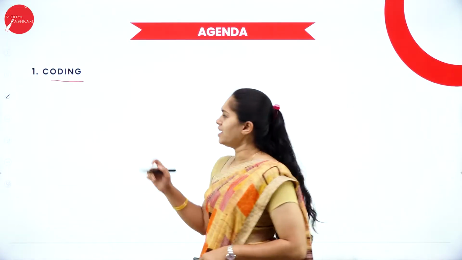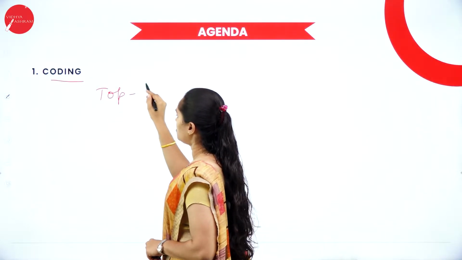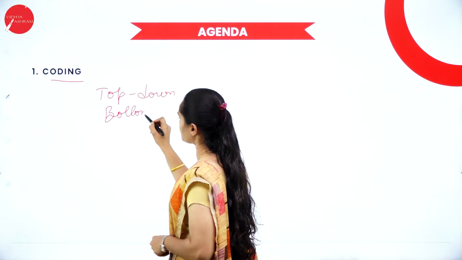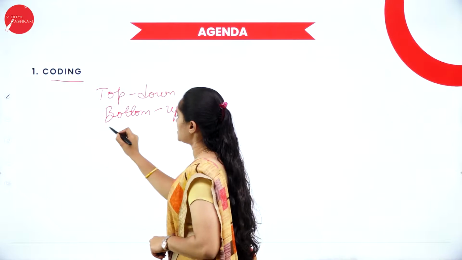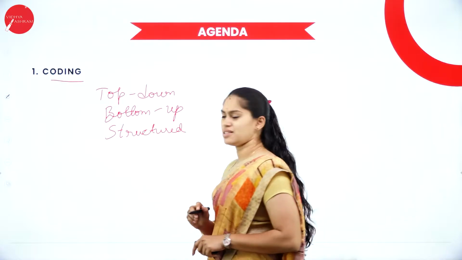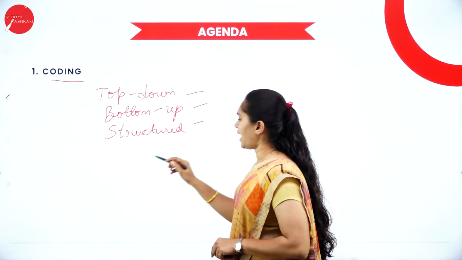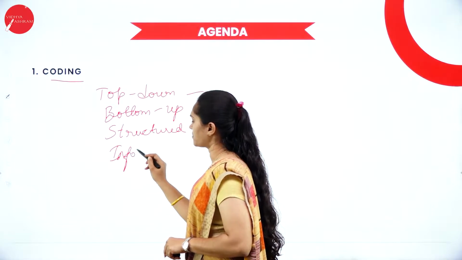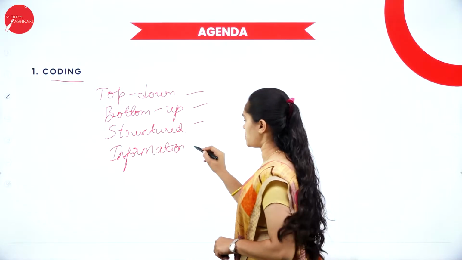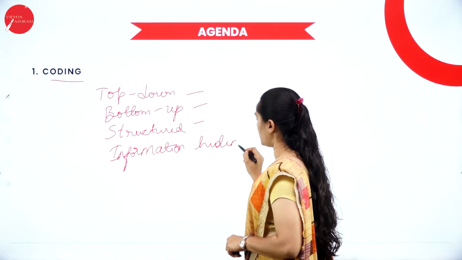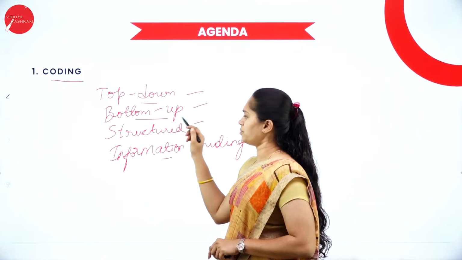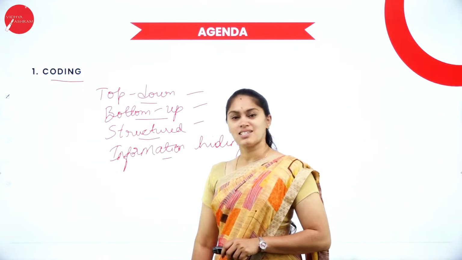When it comes to coding, there we have to concentrate on the top-down approach, and also the bottom-up approach. Then we have structured coding or structured programming. These are the three types we have in coding, along with information hiding. Mainly to have confidentiality, hiding of information is also going to be important. That is what we will be learning in today's session: what coding is, what the top-down approach and bottom-up approach mean, along with structured programming.